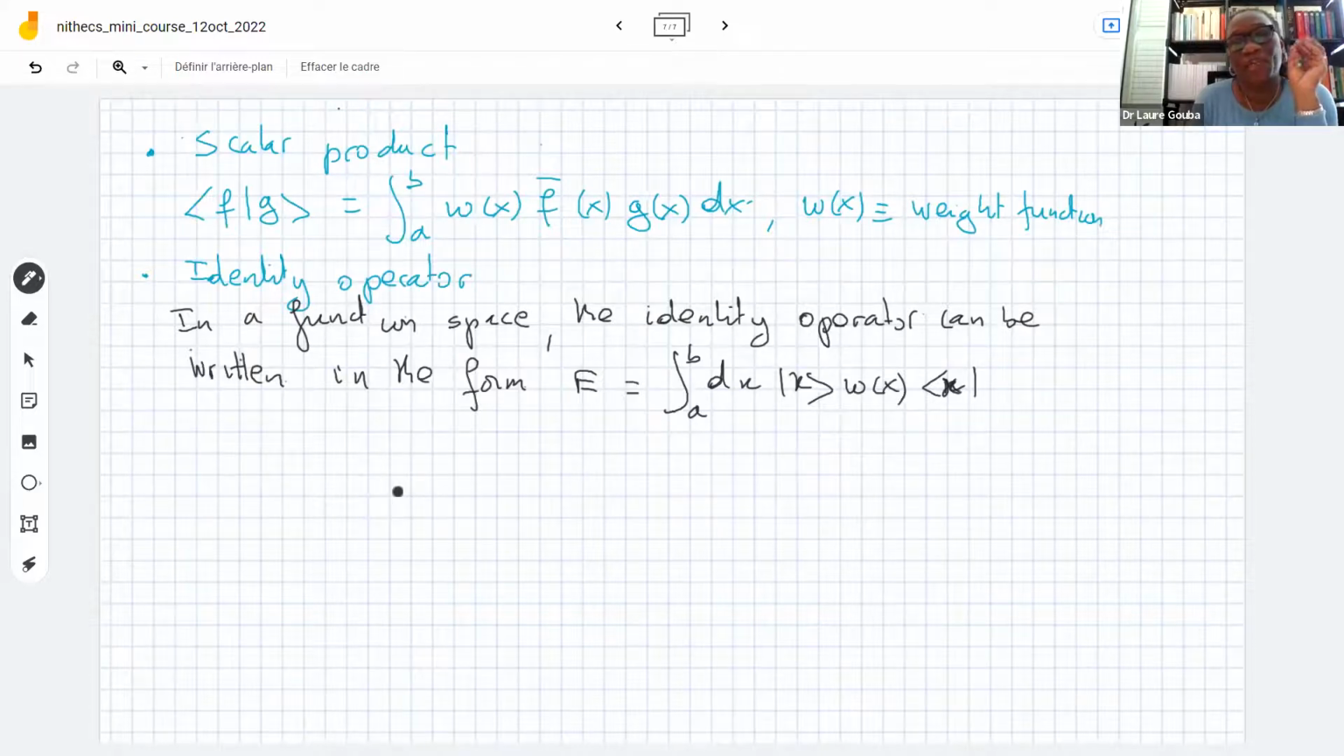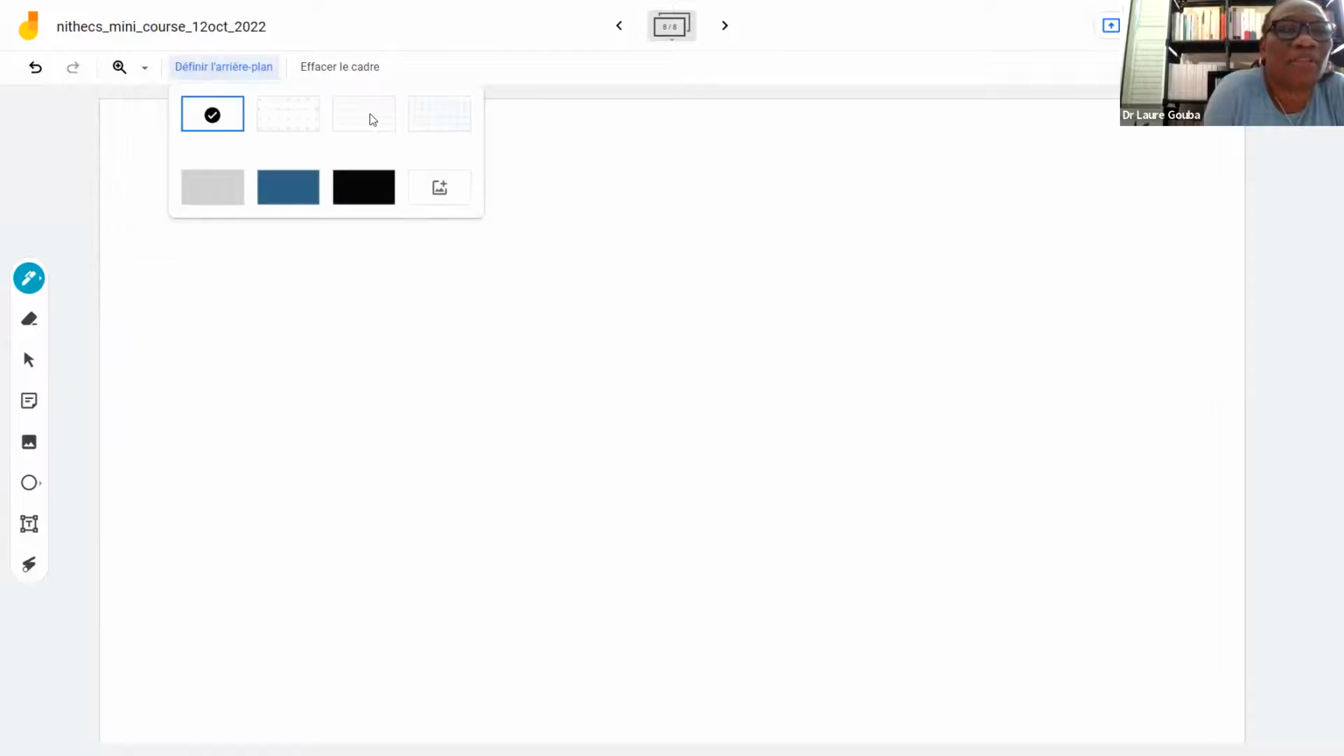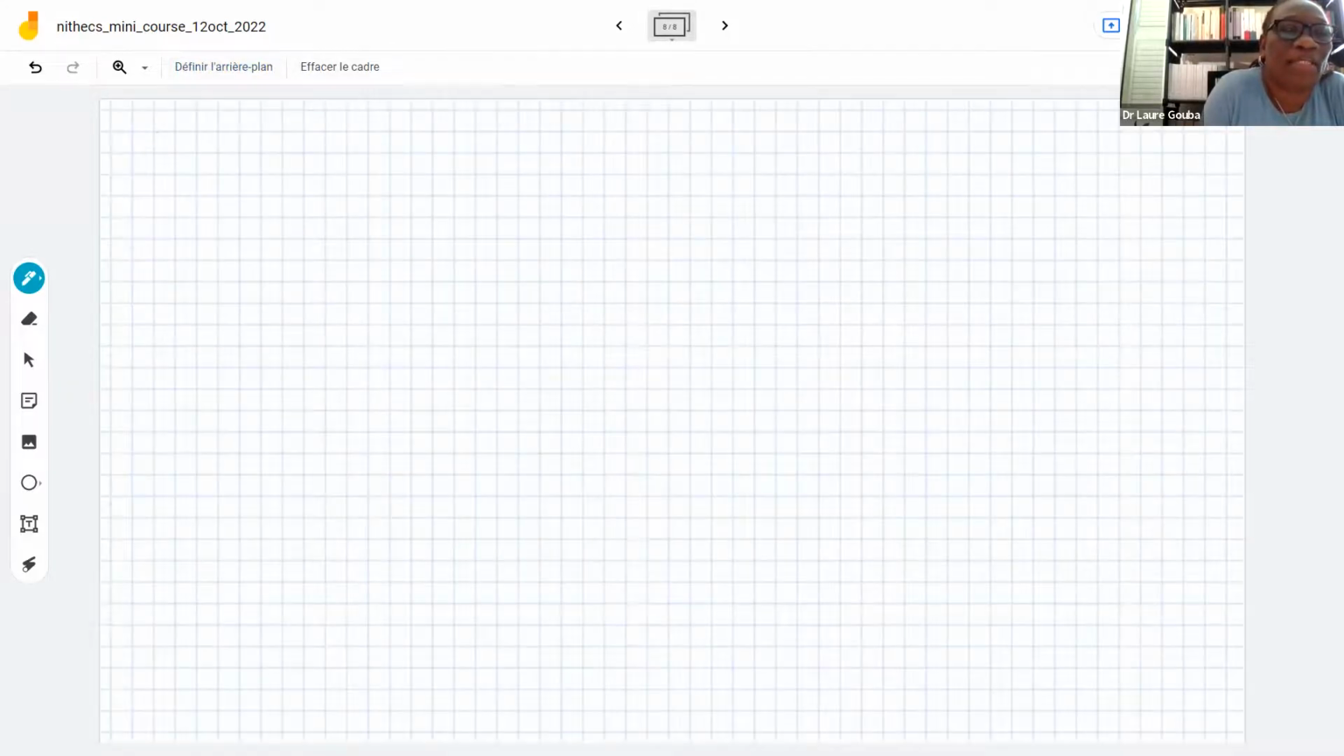And here, in fact, the weight function is very useful when one defines the scalar product. And also, if this was not a mini course, we would see that the weight function can be chosen such that if you have a second order differential operator with respect to the wave function, there are conditions that this differential operator will be self-adjoint or Hermitian. So I won't go into that. Let's continue now. Next, I want to talk about integral operators.